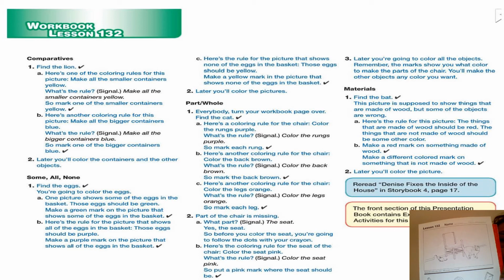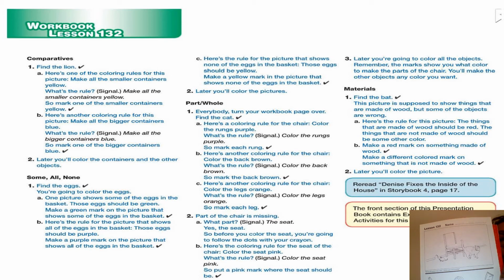Here's another coloring rule for the chair. Color the back brown. What's the rule? So mark the back brown. Remember, we use BR for brown. Here's another coloring rule for the chair. Color the legs orange. What's the rule? Yes, color the legs orange. So mark each leg orange. Remember, we use O for orange.